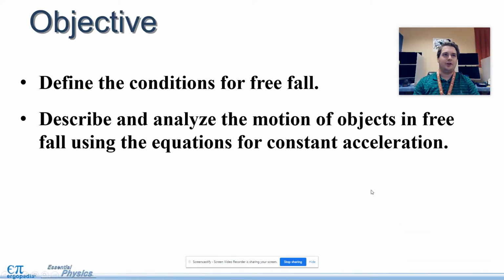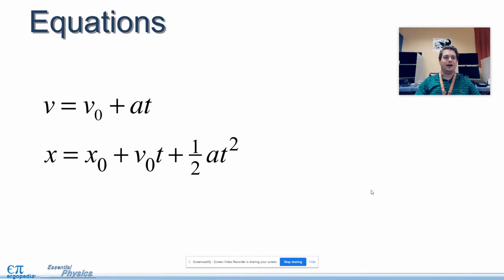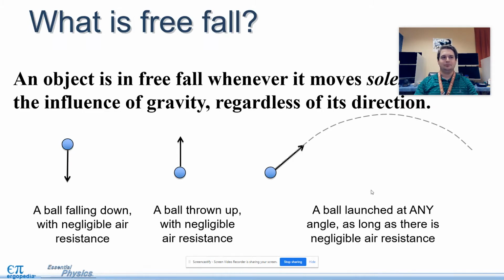So today our goals are to define the conditions for free fall, and describe and analyze the motion of objects in free fall using the equations for constant acceleration. So we're going to have some new equations today, which we'll get to in a bit. They look intimidating, but I think you're going to be okay with them.